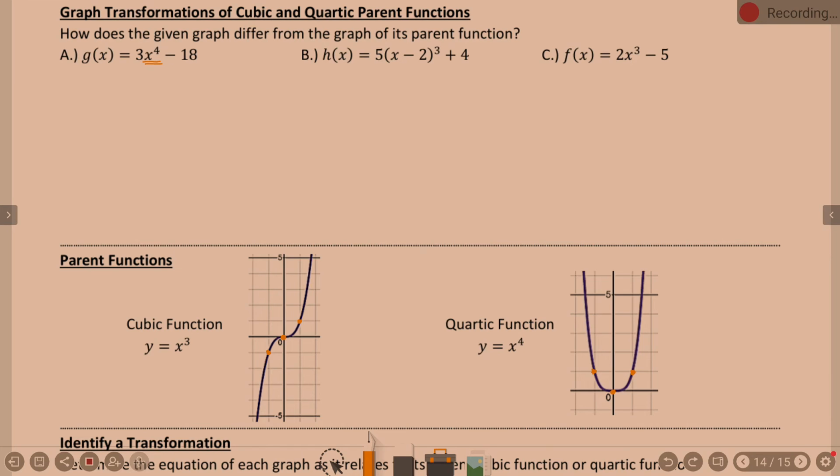Why down 18? A number added or subtracted at the end will move the graph up or down the direction of the sign. This is on the notes. I think it's plus and minus k? Is that what it is there? It's f of x plus c. Okay, plus or minus c. Sorry, sometimes it's k, sometimes it's c.